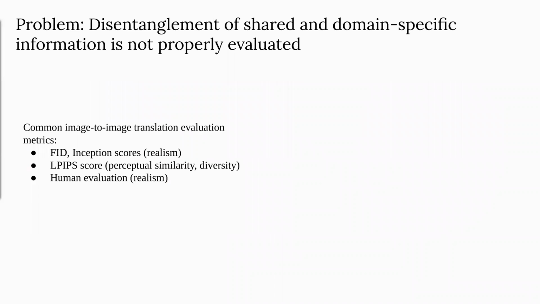The popular evaluation metrics for image-to-image translation are the FID and inception scores that measure realism, the perceptual similarity score that evaluates the diversity of outputs, and in rare cases, human evaluation that also measures realism. The problem is that none of these metrics evaluate the semantic correctness of the translation result, which is crucial to make image translation more reliable and applicable in the real world.